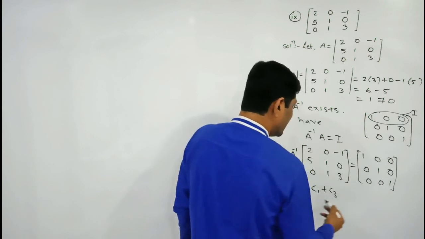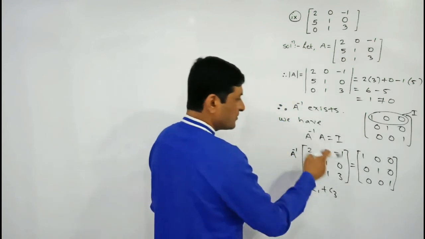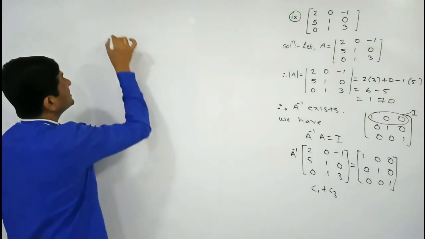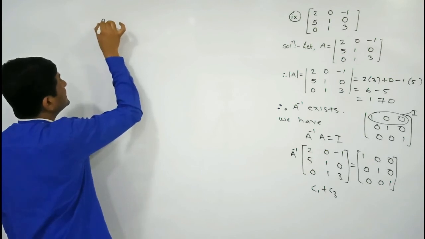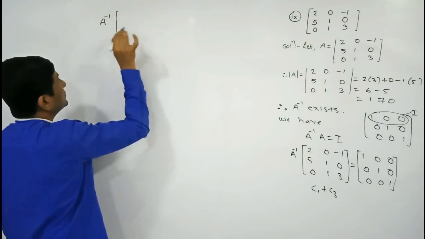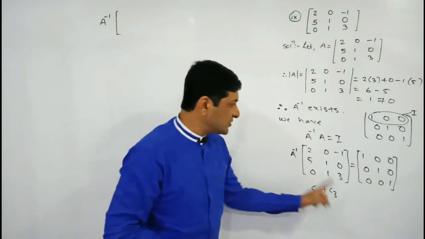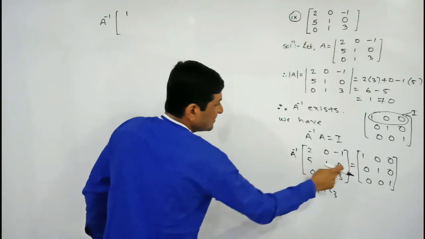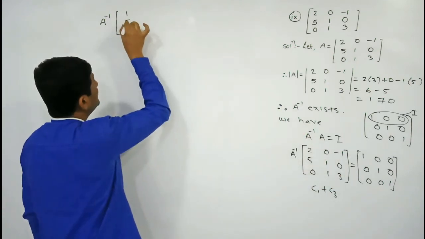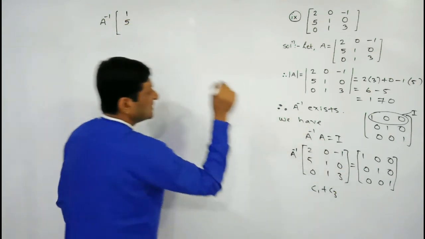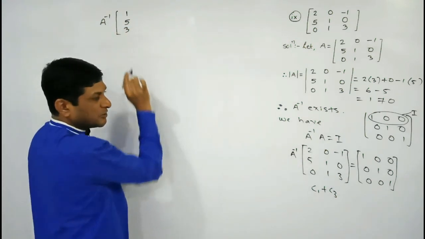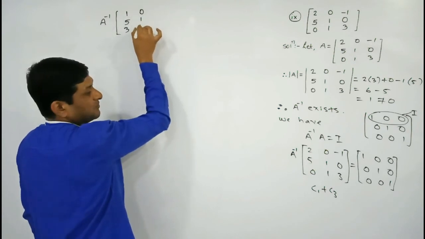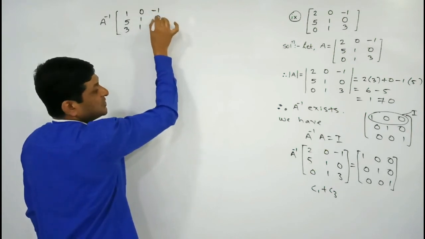Let us see what we'll get if we perform this operation on the elements of the first column. Here A inverse, keep it as it is. We are taking addition of C1 and C3. So 2 minus 1 will be equal to 1, and then 5 plus 0 will be equal to 5, and lastly 0 plus 3 will be equal to 3. So keep the elements of C2 and C3 as they are, meaning 0, 1, 1 and minus 1, 0, 3.